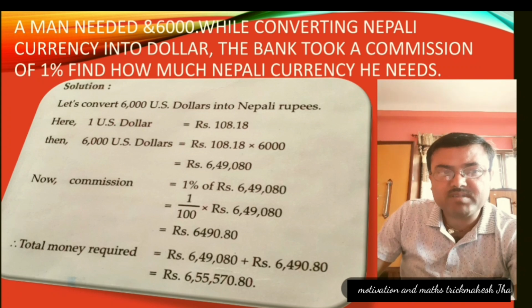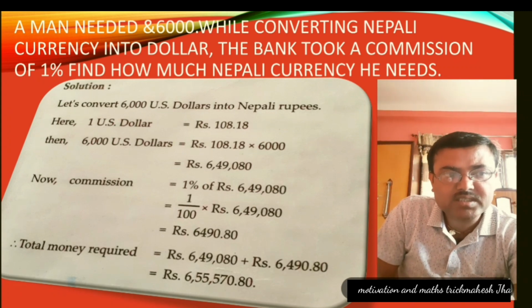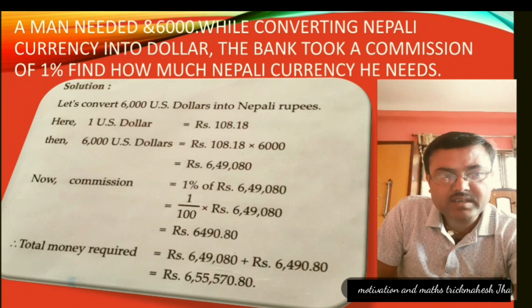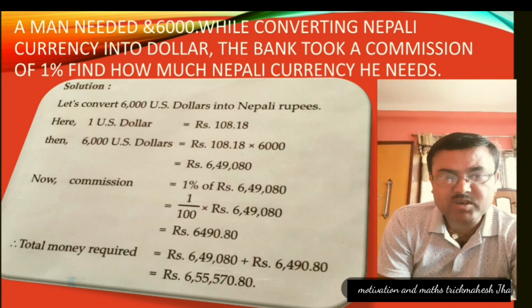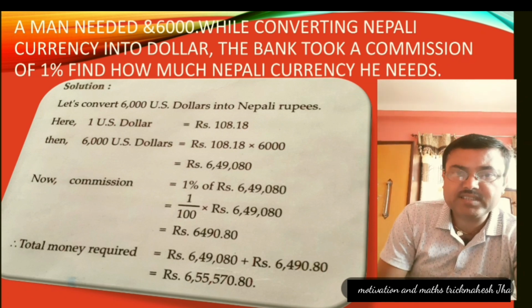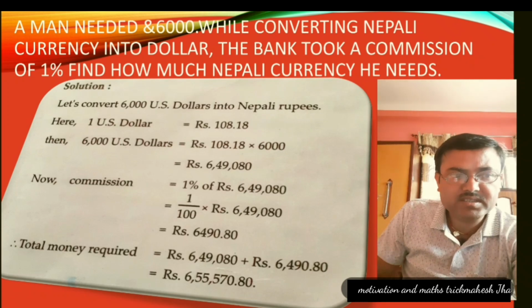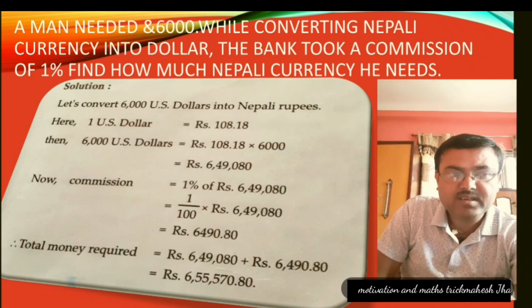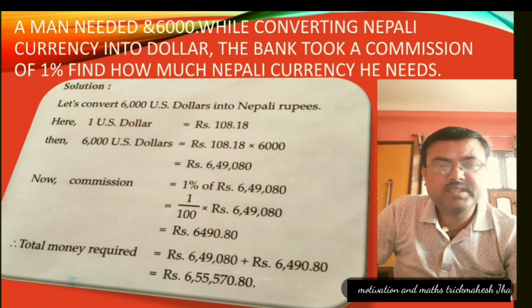Now we calculate the commission of 1%. The commission is 1% of 6,49,080 rupees. That gives 6,490.80, that means 6,490 rupees 80 paisa. Now the total money required: it was 6,49,080 rupees, and the commission 6,490.80 is added, then it becomes 6,55,570.80.